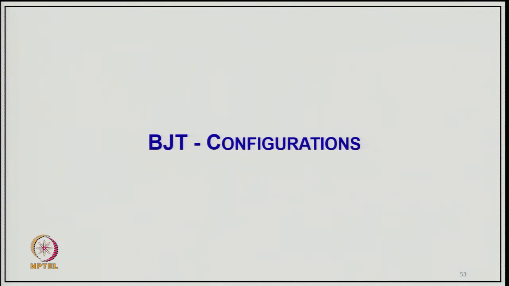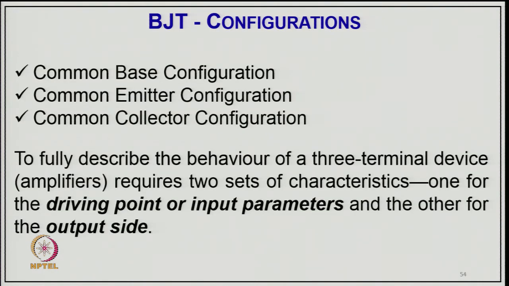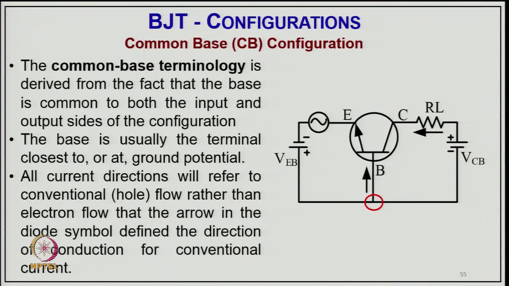So now, coming to BJT configurations. We have three configurations of BJT: common base configuration, common emitter configuration, and common collector configuration. To fully describe the behavior of a three-terminal device, like working it as an amplifier, requires two sets of characteristics, one for the driving point or input parameters, and the other for the output parameters. So we normally represent the transistor as an amplifier.